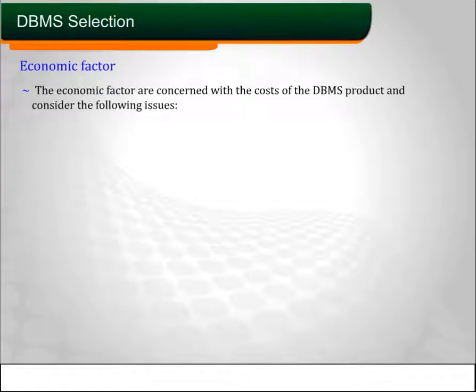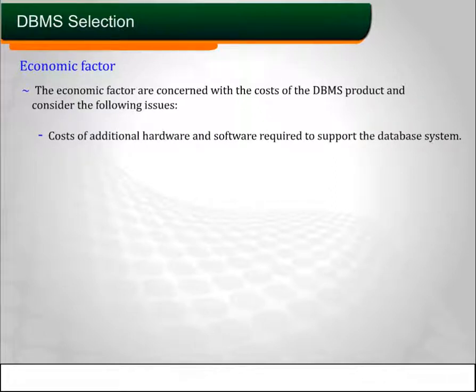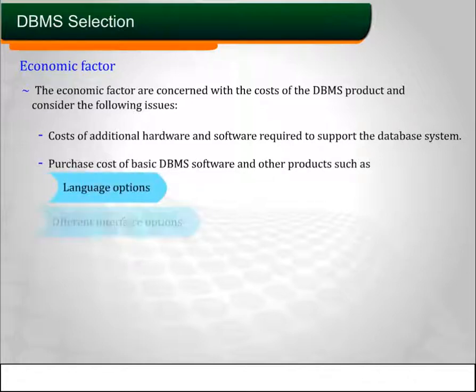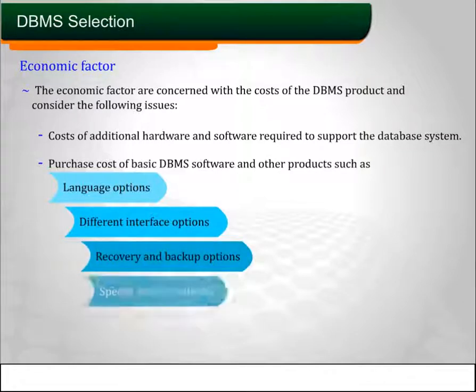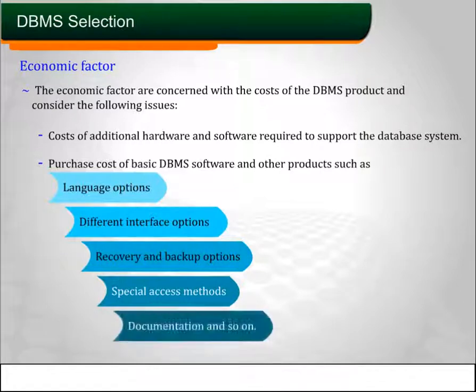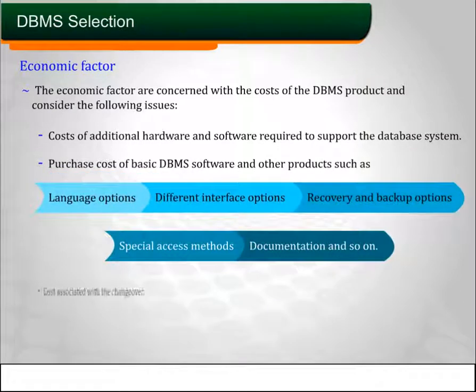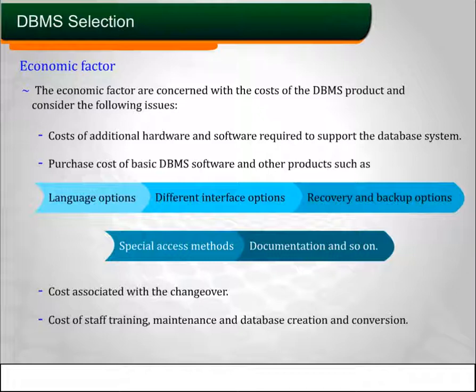Economic factor. The economic factors are concerned with the cost of the DBMS product and consider the following issues: cost of additional hardware and software required to support the DBMS system, purchase cost of basic DBMS software and other products such as language options, different interface options, recovery and backup options, special access methods, documentation, and so on. Cost associated with the changeover, cost of staff training, maintenance, and database creation and conversion.